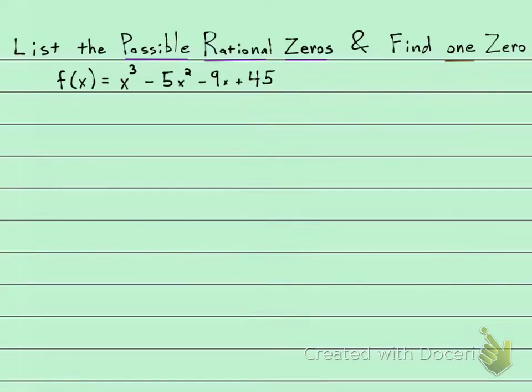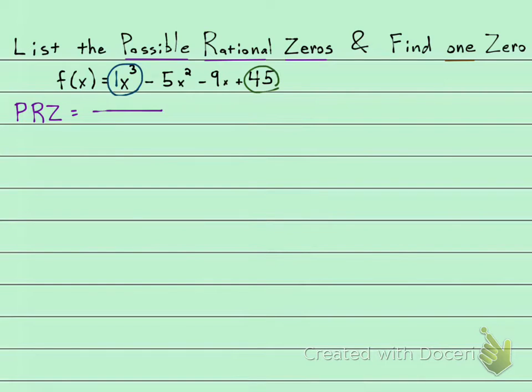We're going to list the possible rational zeros and then find one zero from that list. So first thing we need to do to list the possible rational zeros, PRZ, we need to take the ratios of all the factors of the constant term over the factors of the leading coefficient, which in this case is just 1.